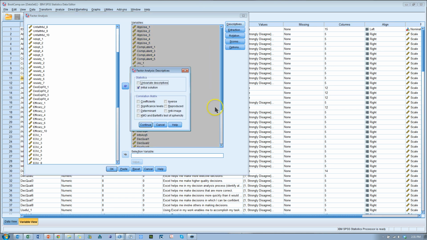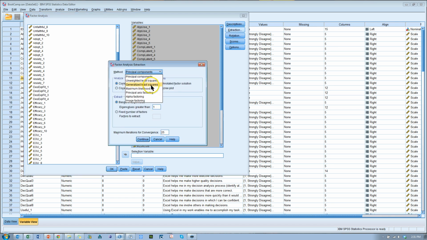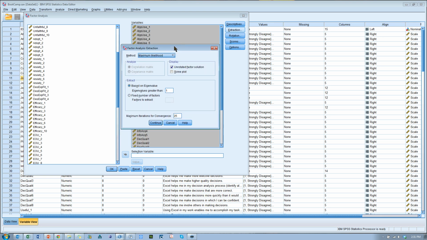Descriptives. I would like the reproduced matrix and the KMO, and we'll see why. That's in the descriptives area up here. Reproduced and KMO. Does anyone here, when they click on that, nothing happens? Good. Continue. For extraction, I'm going to use maximum likelihood. The reason I do that is because that's what Amos uses by default. Also, it provides a model fit measure, which is nice.